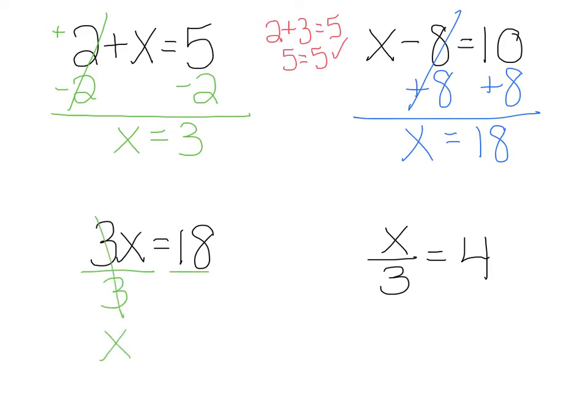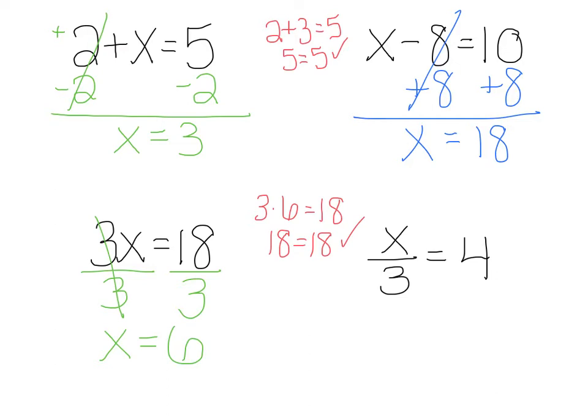But what I do on one side, I have to do on the other. 18 divided by 3 is 6. We can check our answer by plugging in, and we see that 3 times 6 equals 18. Well, 3 times 6 is 18, so 18 equals 18. We did it right.